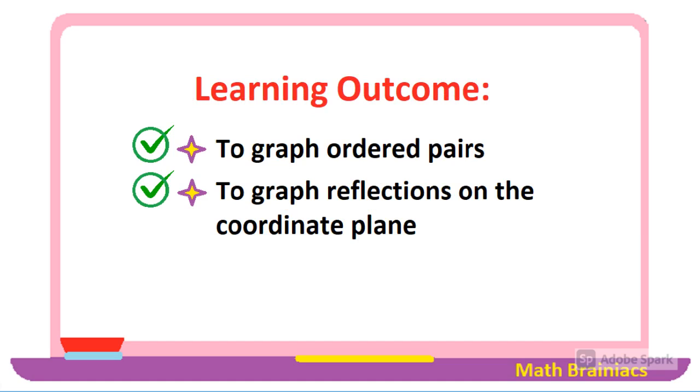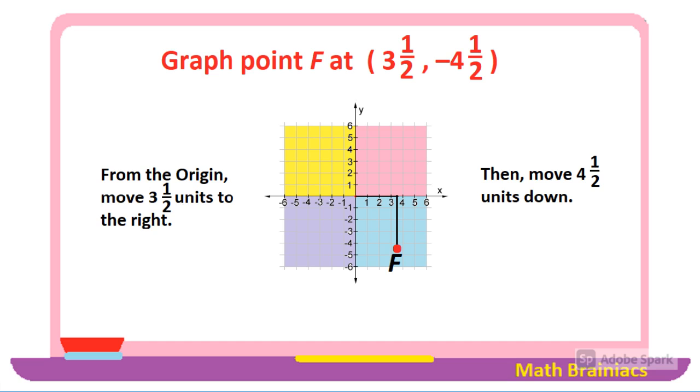Correspondingly, we have met our goal for today's lesson. We have learned how to graph ordered pairs and how to graph reflections on the coordinate plane. To wrap it up, in graphing points on the coordinate plane, always start with the origin. If the x-coordinate is positive, we will move right, starting from the origin. But if it is negative, we will move to the left. If the y-coordinate is positive, we need to move up. But if it is negative, we need to move down.